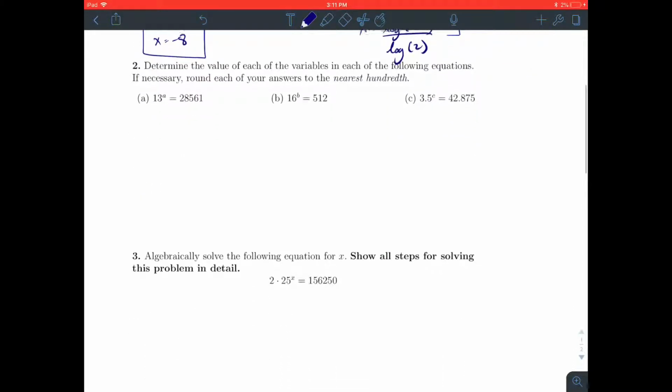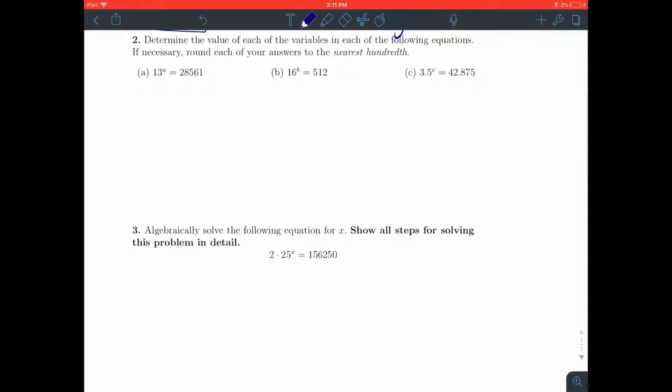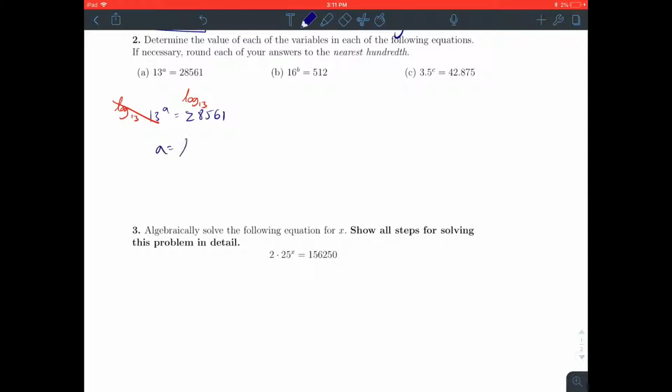Next up, determine the value of each of the following variables in each of the following equations. I'll do a couple of these, but I think you can figure them out. So maybe I'll just do one. 13 to the 8th power equals 28561. To solve for a, we need to eliminate the base. So we'll do log base 13 to both sides of the equation. Log base 13 and base 13 cancel out. This gives us a equals log base 13 of 28561.